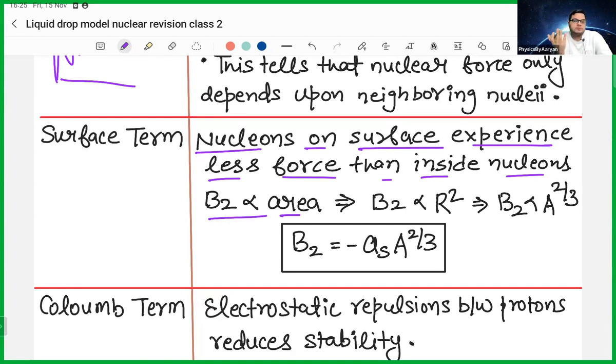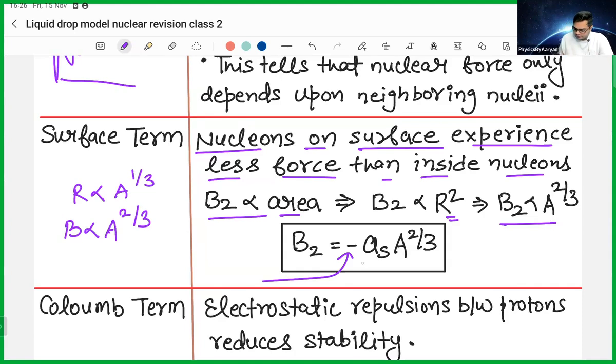But if the area is small, then fewer nucleons will be on the boundaries, and hence the binding energy will decrease less. So the decrease in binding energy depends upon the area, and the area of the sphere depends upon 4 pi r squared. It depends upon r squared. And you also know that the radius depends upon A to the power 1 by 3. Hence this term depends upon A to the power 2 by 3, because you have to take r squared. And there you have to add a negative sign, because it tells you that because of this term the binding energy is decreasing. And this a_s is the surface constant, which will come from the experiment. So this is your second term.